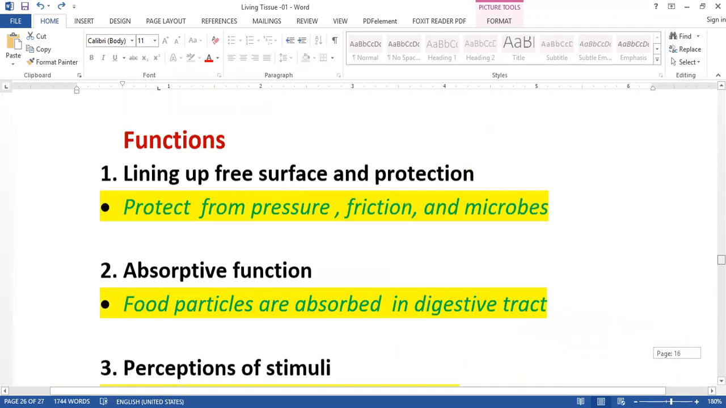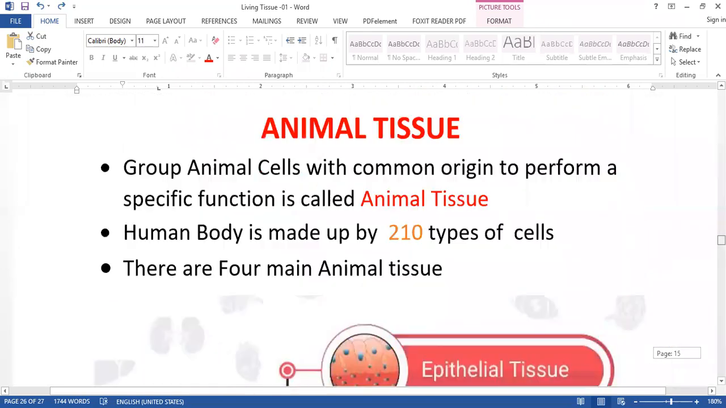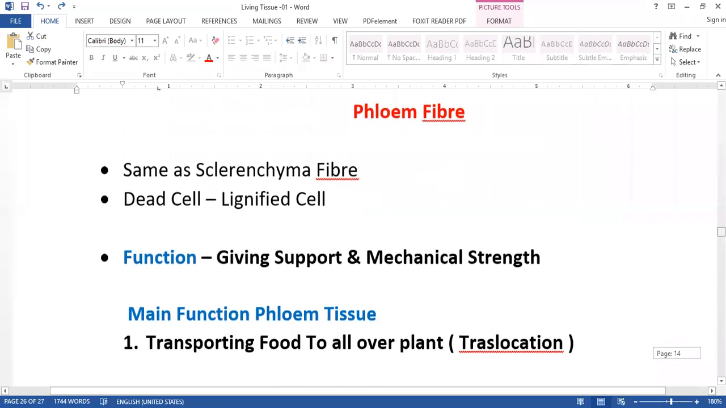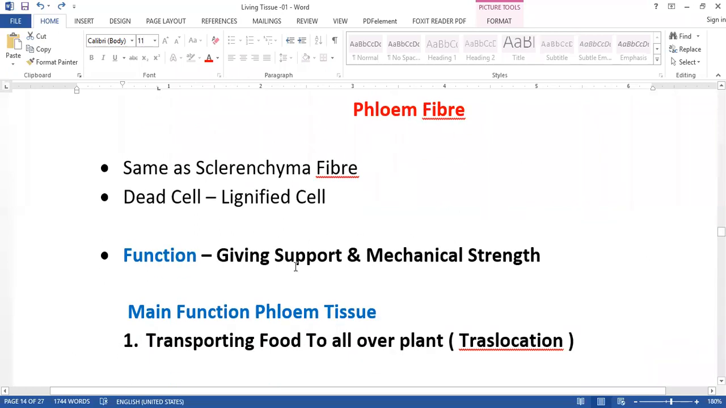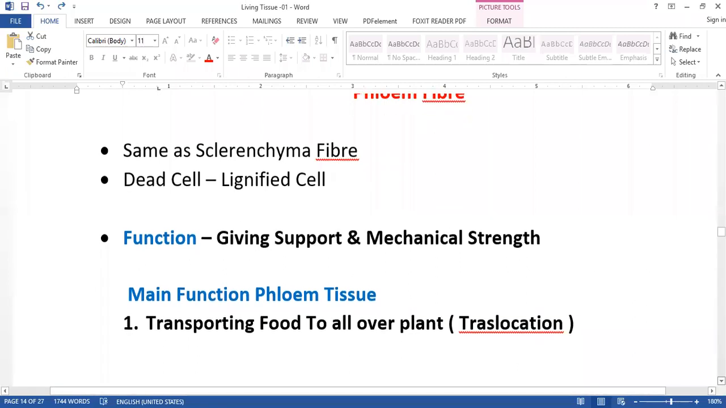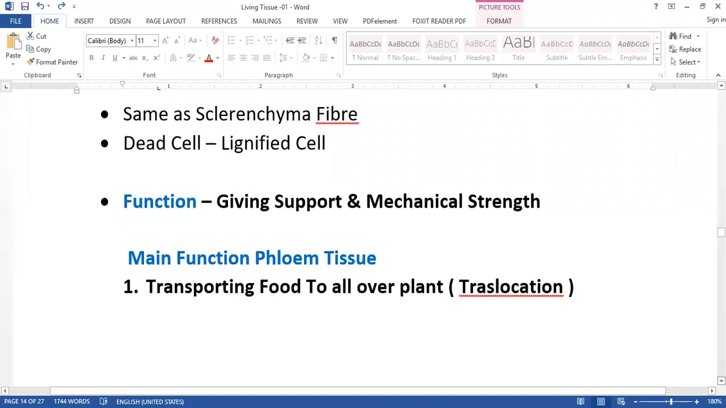And if you come to this phloem tissue, the phloem tissue is another complex permanent tissue, and the main function is transporting food all over the plant, which means translocation. Look, the main function of xylem is transporting water again, and it gives mechanical support, but here the phloem is only transporting food. Food means, in what form can the food be transported through the phloem? In what form?